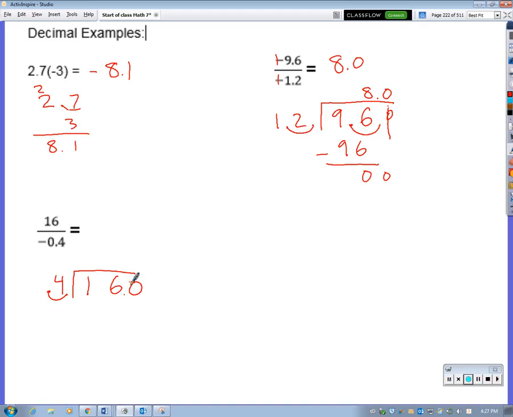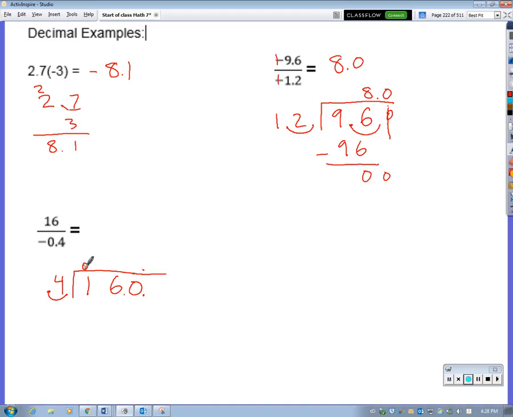Because what did we do to both numbers just now? We multiplied them by 10. So now I have 4 into 160. Now I'm going to move my decimal up top over the 160. Alright, so let's start dividing. 4 doesn't go into 1. I'm going to put a 0 here just so I don't lose my place. I see a lot of people start putting answers right up top all the way to the left, and that's a good way to make an error.